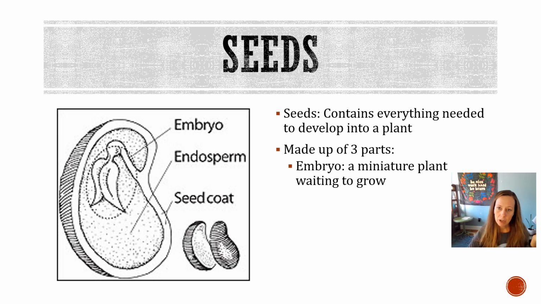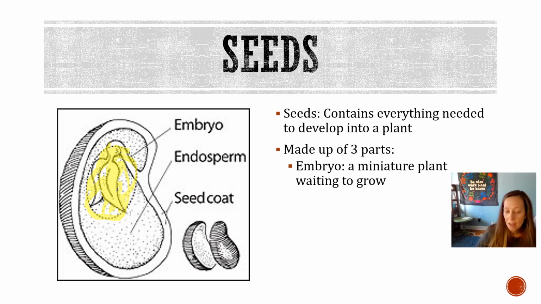First one is the embryo. That would be the baby plant. Okay, and in this picture, the embryo, let me get a highlighter and highlight it, would be this circled area right here. So this is all the baby plant, okay?